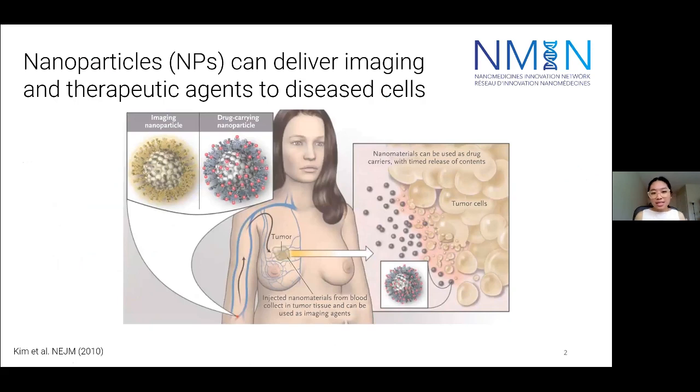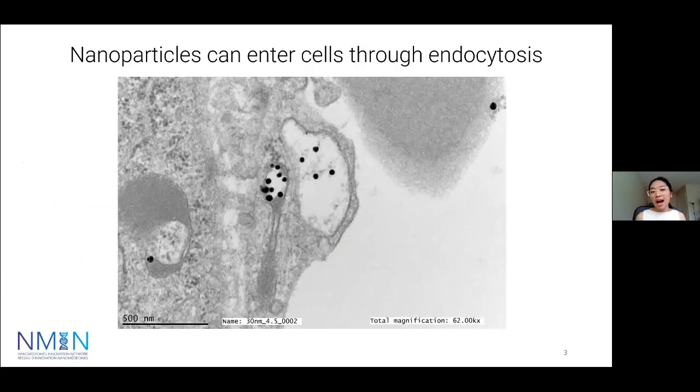So nanoparticles are a type of nanomaterial that are very similar in scale to biological molecules. And these nanoparticles have sizes that we can control. As well, nanoparticles can deliver imaging and therapeutic agents to disease cells, such as tumors. A study by Bezadi et al. suggests that nanoparticles can enter cells through endocytosis.